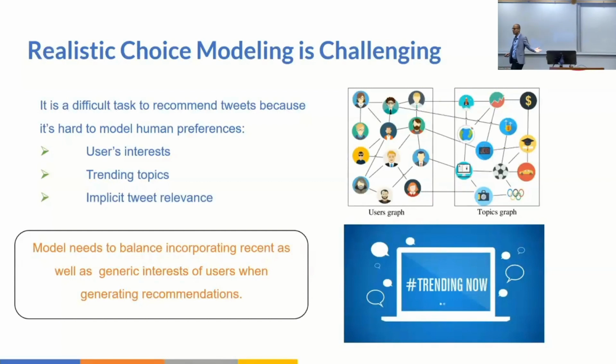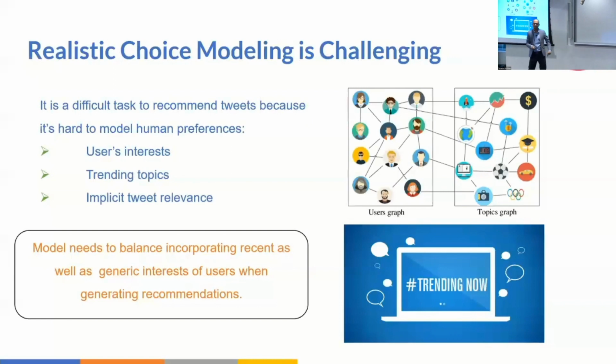So clearly they need to optimize based on the user's interest and other things, trending things and user's interest. So this problem cannot be just a simple MNL problem that you solve once and you're done. It's a more complex problem.